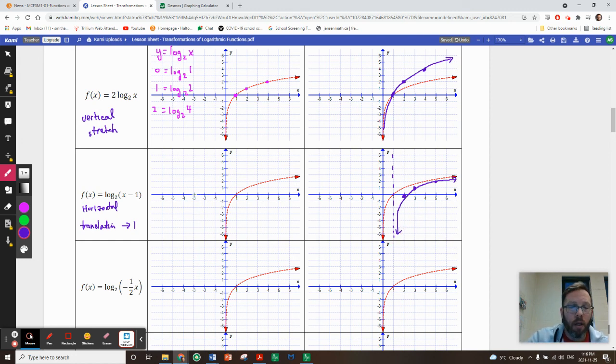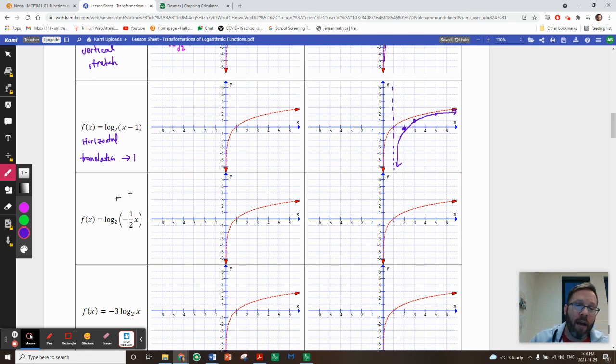All right. Log base 2 of negative 1/2 x. We have 2 things going on. 1, we have a horizontal stretch by 1 over negative 1/2, which is equal to negative 2. Excuse me, we should use the absolute value. So we're stretching things by a factor of 2. Let me rewrite that a bit more nicely: horizontal stretch by 1 over the absolute value of negative 1 over 2, which is equal to positive 2. So we're stretching this horizontally. And 2, it is going to be reflected in the y-axis.